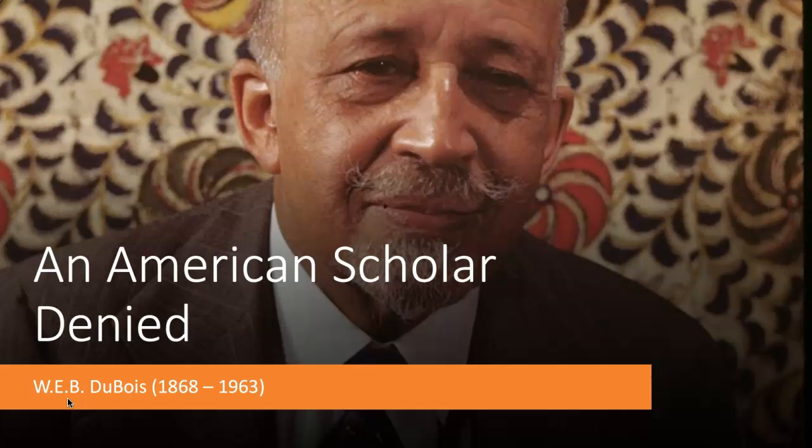And so I titled this slide An American Scholar Denied, because that's the title of a book that really outlines this case that the Chicago School, or many Chicago School theorists, were aware of Du Bois's work and were influenced by it, but didn't give him credit. So it looks like they were these pioneers, even though they were building on work that he had done.